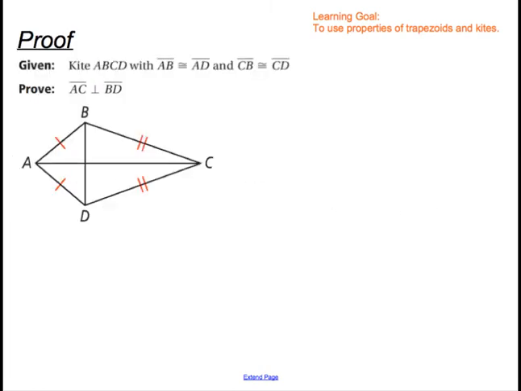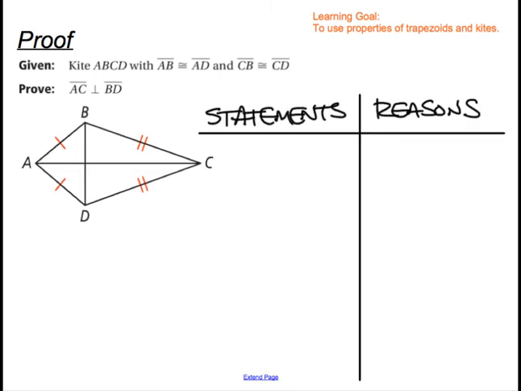So I'm going to set this proof up as a 2-column proof. So I'll have statements and reasons. The first thing that we're going to want to include in our proof is the given information. By the first piece of given information, AB is congruent to AD, we can see that A must lie on the perpendicular bisector of BD.